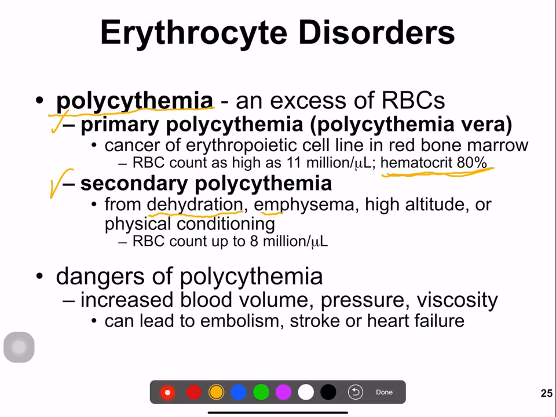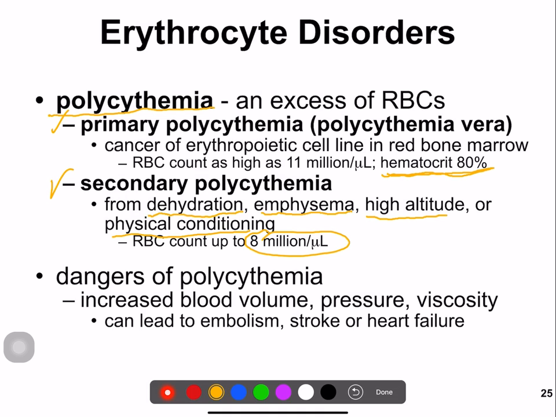Emphysema, because of the hypoxemia, could result in basically overproduction of EPO, erythropoietin, and would increase the red blood cell count. High altitude can do it, or as I said, physical conditioning. And you can get a significant increase through those too.